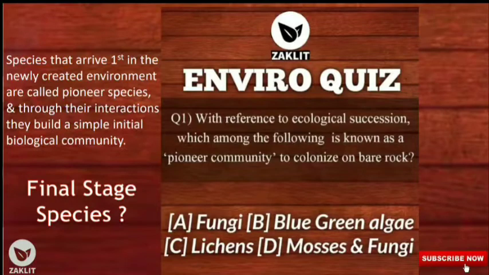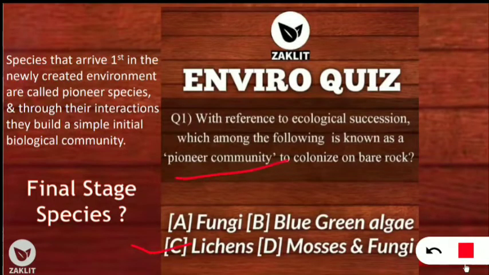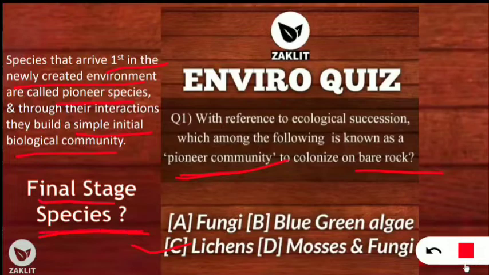And here, among the four options, the correct option will be option number C. Lichens are the pioneer community to colonize on bare rock. So what are these pioneer communities? The species that arrive first in the newly created environment are called the pioneer species. And through their interaction, they build a simple initial biological community which develops, and then gradually they form the final stage species which are known as the climax species. Yes, pioneer communities are the initial species and final stage species are called the climax community. So you should note down all these things.